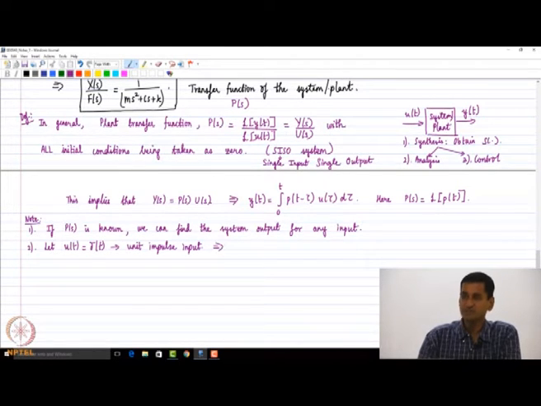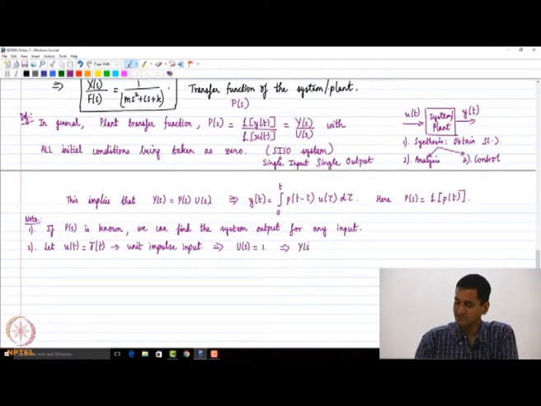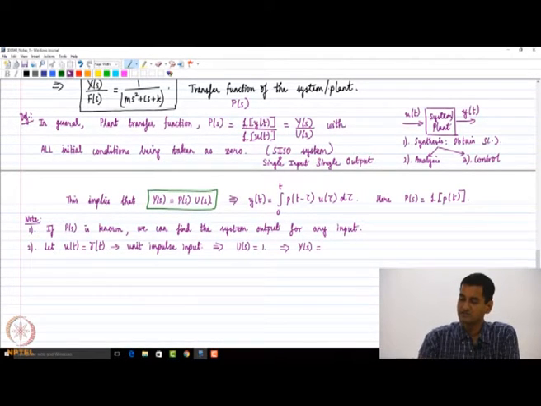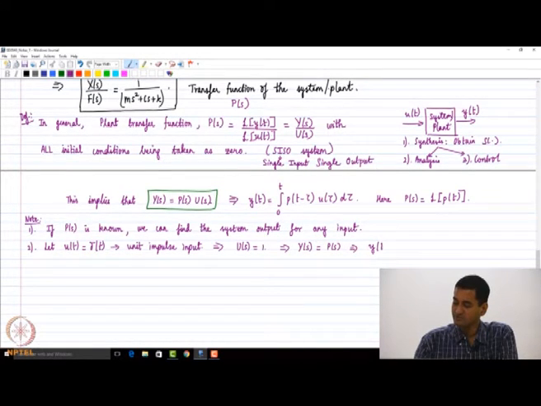So, if u of t is the unit impulse input, what happens to U of s? What is the Laplace transform of delta t? 1. This immediately implies that Y of s is going to be equal to, please look at this equation. What will be Y of s? It is going to be equal to P of s. This implies that y of t will be equal to P of t, that is it.